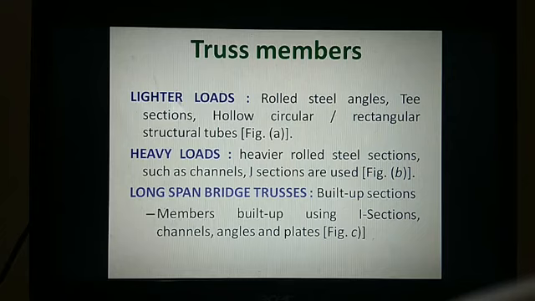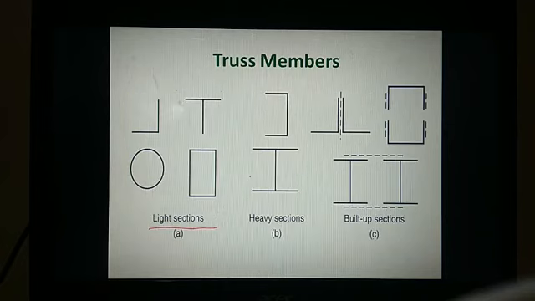Okay, so the truss members are for lighter loads, heavy loads, and long span bridge trusses. So where are we going to use these built up sections?